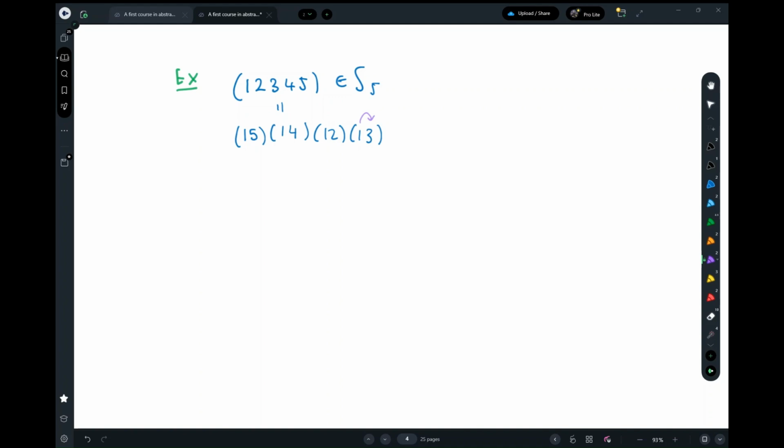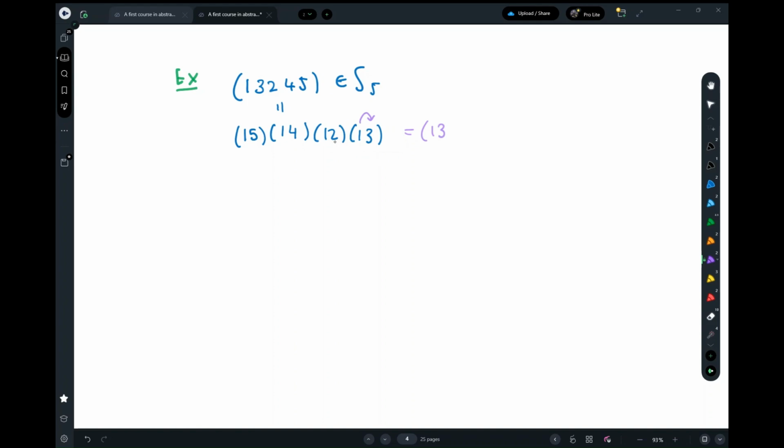I think I messed up. I meant to write the cycle (1 3 2 4 5). Okay, now, yes, 1 goes to 3, and 3 is not touched by those. So I do get that 1 goes to 3.